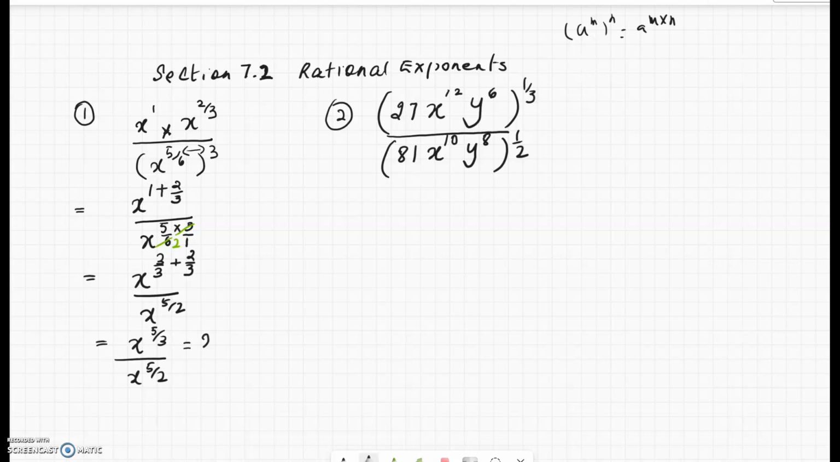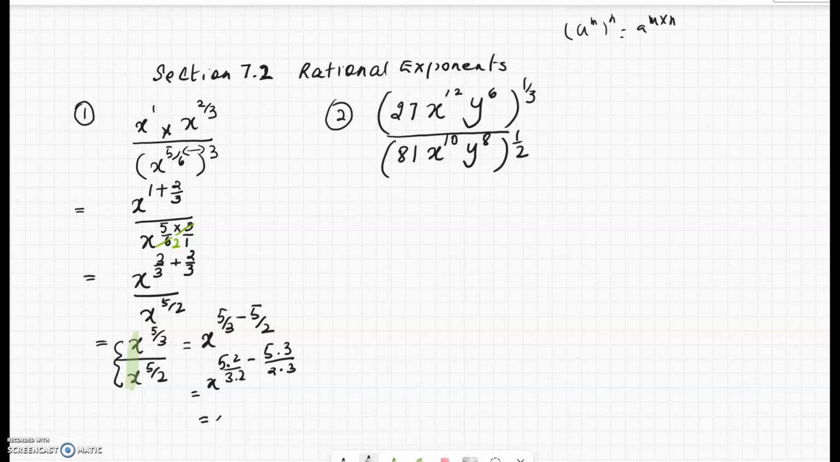So this is equal to x to the 5/3 minus 5/2, because we are dividing and the bases are the same, and so we subtract exponents. So this is equal to x to the, use your calculators for subtraction of fractions. I'm just doing this because I don't want to pick up a calculator right now. So this is 5 times 3 over 2 times 3. The common denominator is a 6.